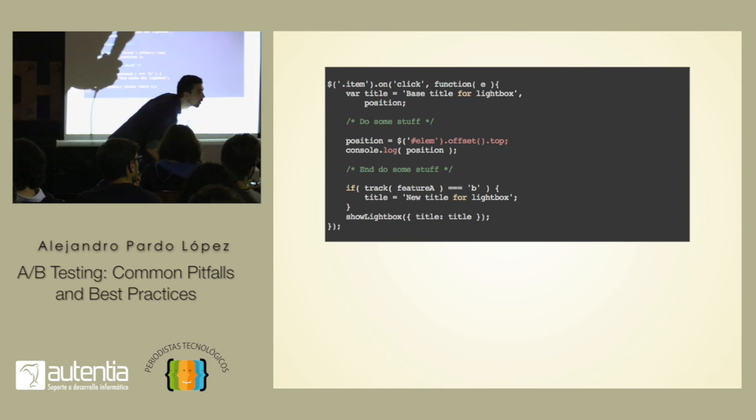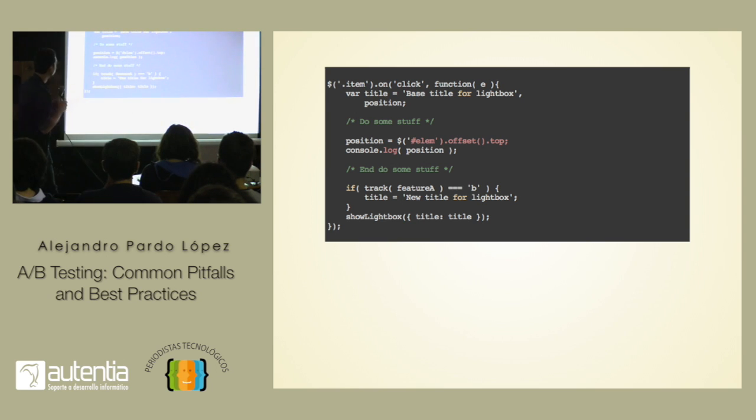Sorry? Doesn't exist. Yeah. So what's your name? Jose. Jose. Gracias. So if the element doesn't exist, offset returns null, and then this will throw an error. And this will not be called. So your tracking is not going to be executed.